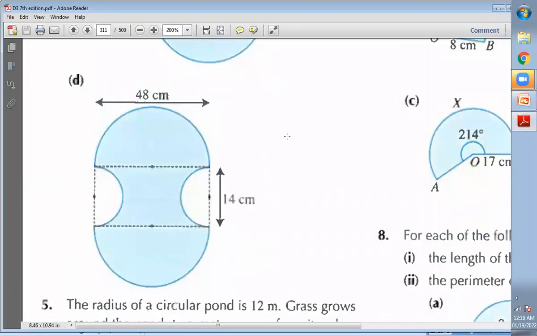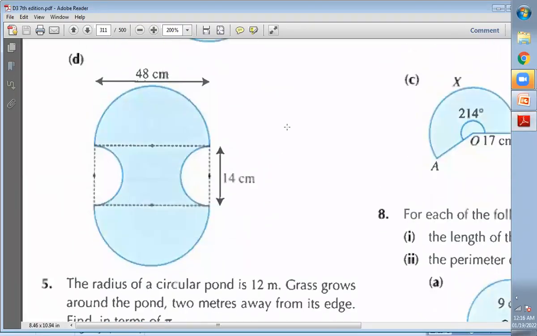The next part coming up on your screen is question number 4, its D part. You can see here we have a figure given. This is a semicircle whose diameter is 48, its radius will be 24. This is a rectangle whose length is 48 and whose width will be 14. And this is a semicircle exactly like this one. Its diameter is 48, its radius will be 24.